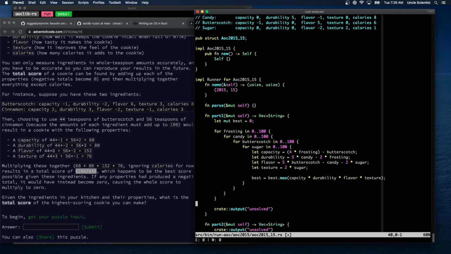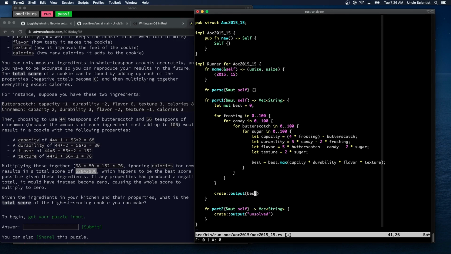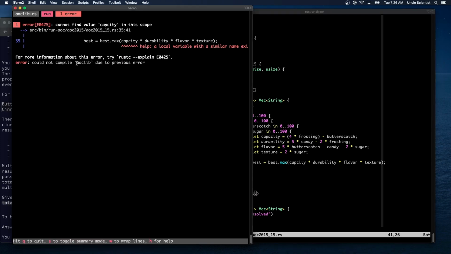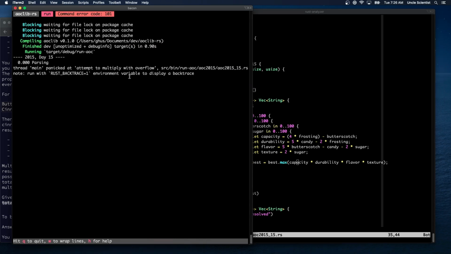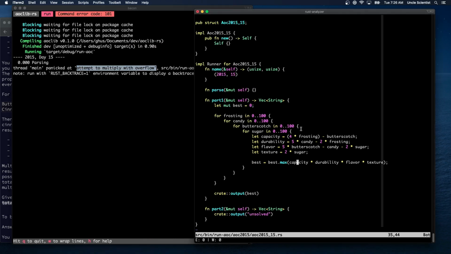Right? And then at the end, we just print out best. That doesn't, what am I missing here? One error. Oh, I typoed capacity. Attempt to multiply with overflow. Oh, so they're getting big. I guess we need bigger numbers.